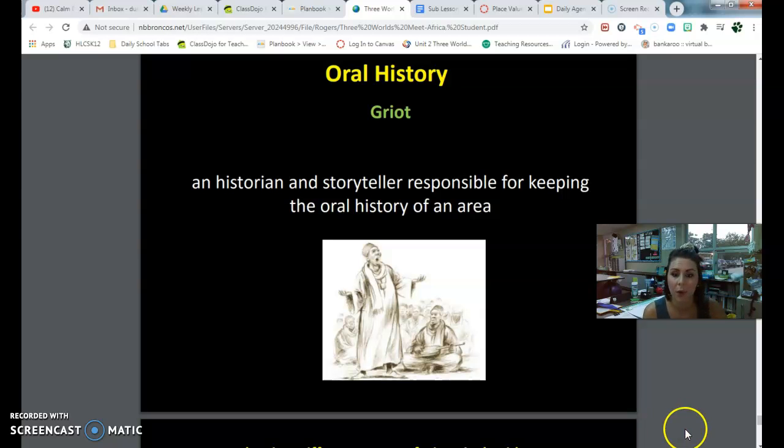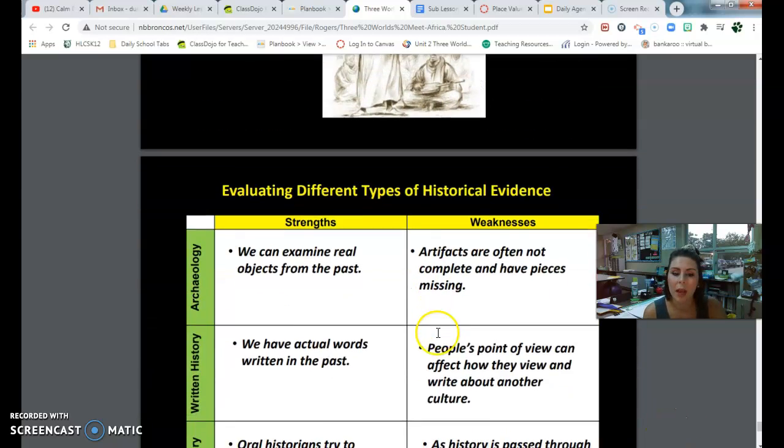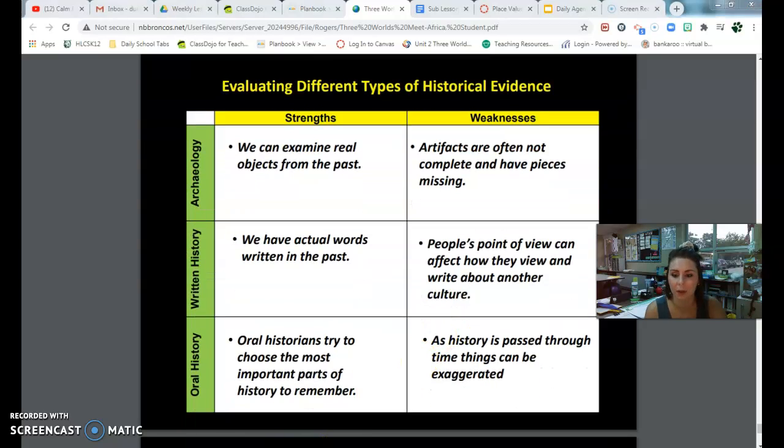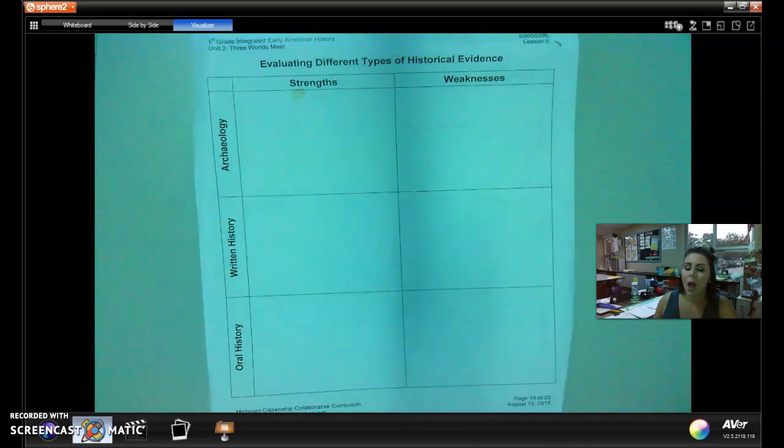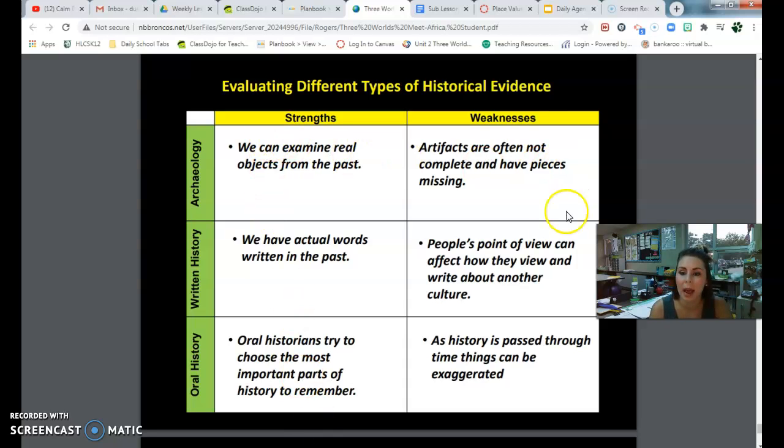And what that tells a historian is that it gives them information on the important parts of the story. Okay. So now, using your sheet that you have in front of you, you should have this. I would like you to write down the strengths and weaknesses of each one of the types of historical evidence. So the strengths for archaeology is that we can examine real objects from the past.